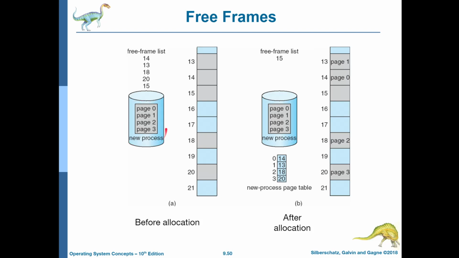Now we have a new process that needs 4 pages of memory. 4 pages of memory means 4 frames. So our allocator will just simply take the top 4 frames and put them into the page table for this process. Now our free frame list is down to frame 15, and our new process has its 4 pages allocated. Again, you'll notice that they're often not contiguous and they're often not in their proper order, but this doesn't matter as the memory management unit will be able to translate from our logical address space to the physical address space.